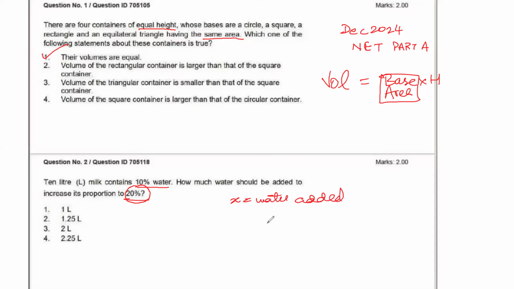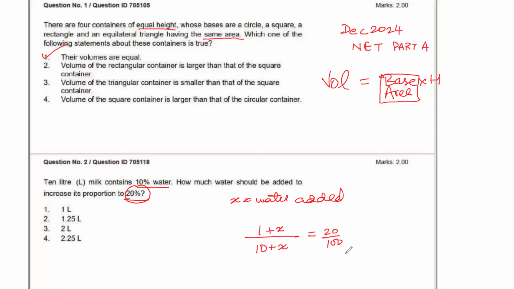So 10 liters, 10% is water. So 10 liters is my base, and out of that base of 10 liters, 10% is water. So 1 liter is water. And I'll add X to it. If I'm adding X to the numerator, X will come in the denominator too, because when I add X amount of water to the 10-liter pot, it will increase the pot size as well as the water proportion, and that should become 20%.